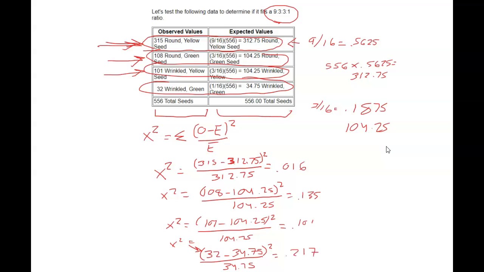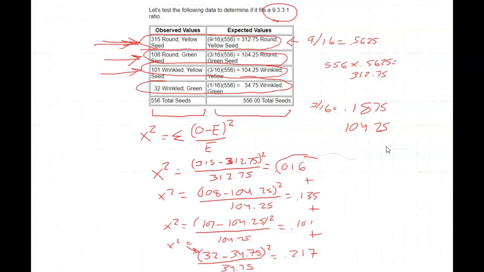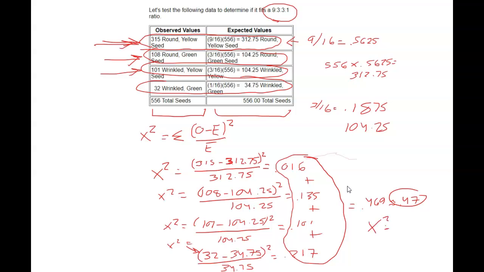So now that I have all four of these, I'm basically going to add all of them together. And when I add all those together, the grand total is 0.469, or we could also say 0.47. So the overall chi-squared is equal to 0.47.